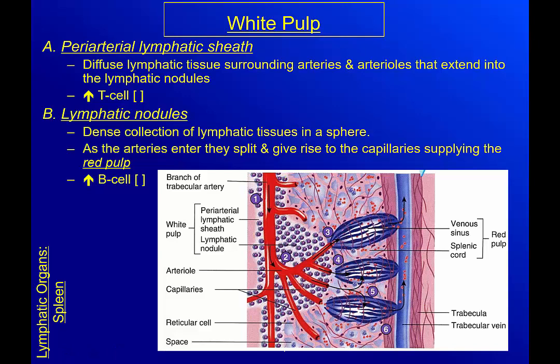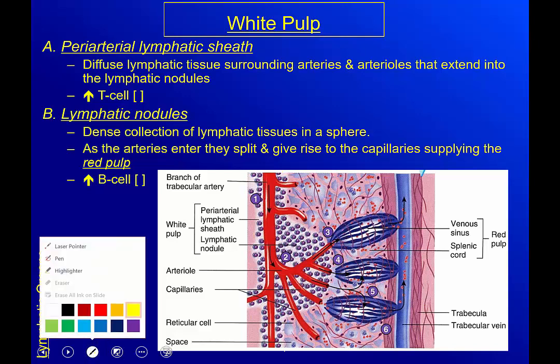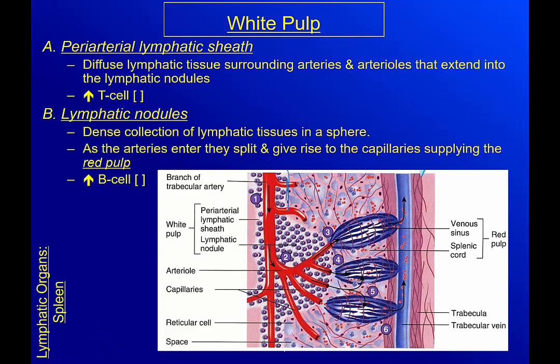So the white pulp. This thing here that you can see that I'm outlining. All right, you've got the periarterial lymphatic sheath. Peri means around, arterial. This area that's right next to the artery is the periarterial lymphatic sheath. It's diffuse lymphatic tissue surrounded by arteries and arterioles. In this space, you have a high number of T cells. Okay, that's the high T cell concentration.